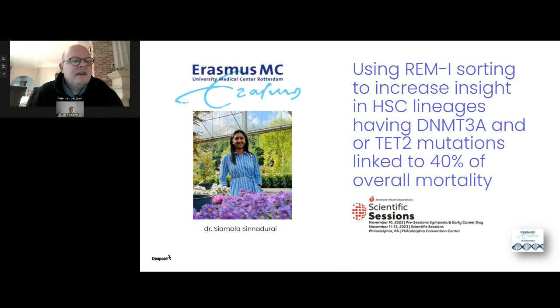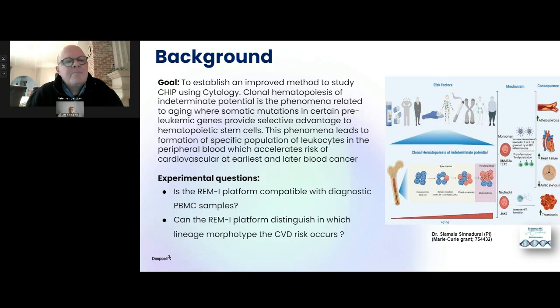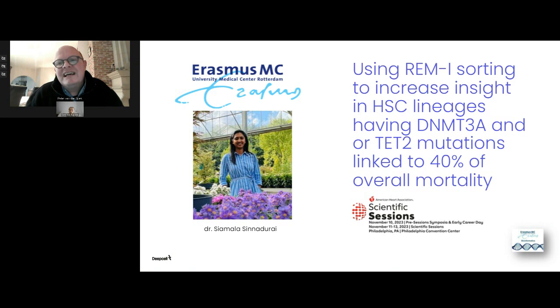In the future, we are also very much interested in using the REM-I to study a process which focuses on hematopoietic stem cells. This process is called CHIP, clonal hematopoiesis, and basically that's linked to a 40% overall mortality. After a hematopoietic stem cell differentiates into different lineages of myeloid and lymphoid cells, we know methylation genes can get somatic mutations. These somatic mutations actually cause this 40% overall mortality.